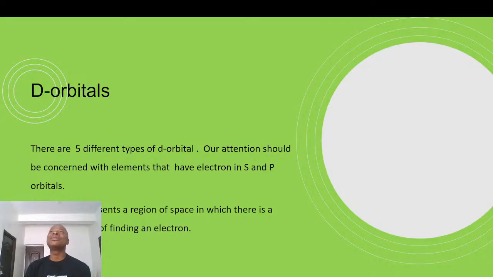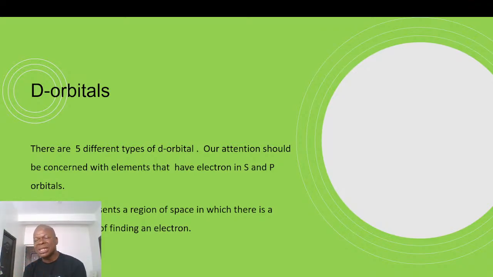Let me not go there, because by the time we start talking about this other transition element, I'll tell you more about these D orbitals. Then somebody might be asking, what is an orbital? An orbital represents a region of space in which there is a higher probability of finding an electron. Of course, that's where the electrons revolve. So don't get confused. They have different names, they call them S, P, D orbitals, and so on.